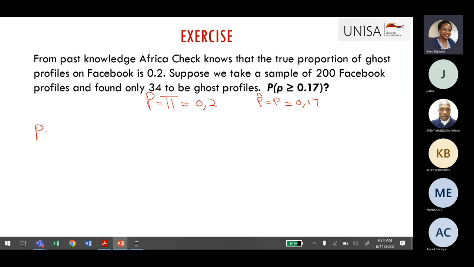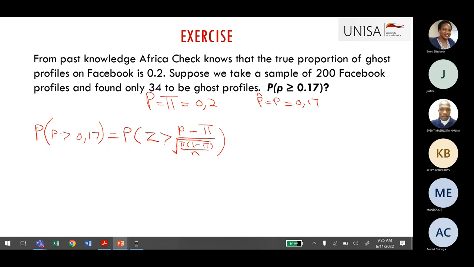So we are asked to find the probability that your P is greater than 0.17. From here, you can already start by saying 1 minus the probability of Z less than, and convert everything to a less than. You can do that, or you can write it out and say this is the probability that Z is greater than, and I can write the formula, which is your P minus your population proportion, divided by the standard error, which is the square root of the population proportion times 1 minus the population proportion, divided by N.